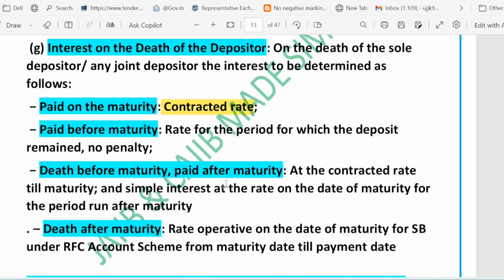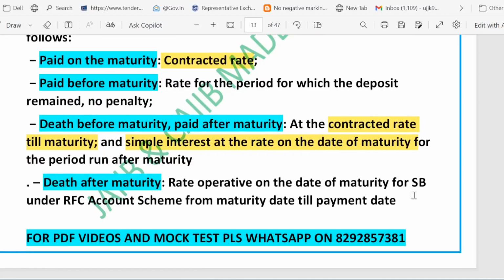That is the point. So the bank pays the original contracted rate till maturity, right? And for the time after maturity until payment, it pays simple interest at the rate on the date of maturity. Right, these two cases. Now what happens on dates after maturity? From the maturity date until the actual payment date, interest is paid at the rate that was operating on maturity. Right. So interest is paid at the rate that was operating on maturity, for savings under the RFC scheme.